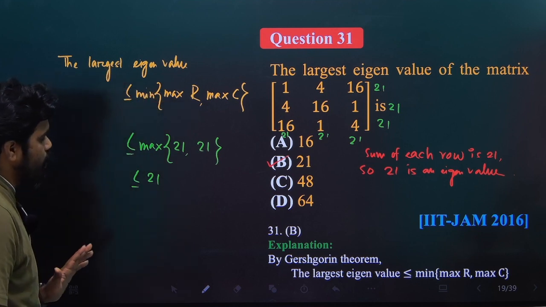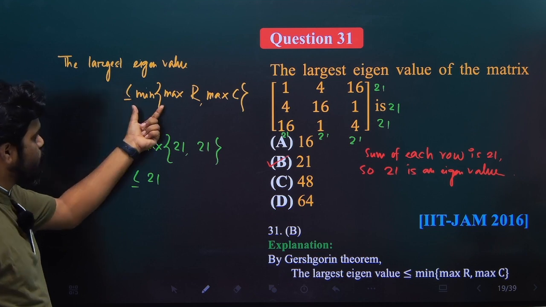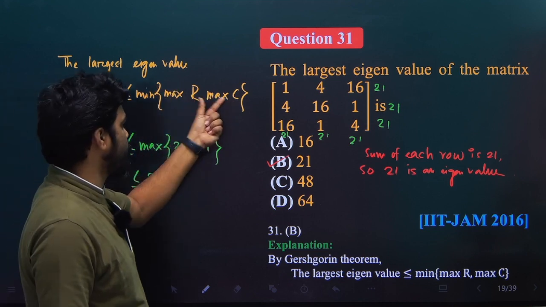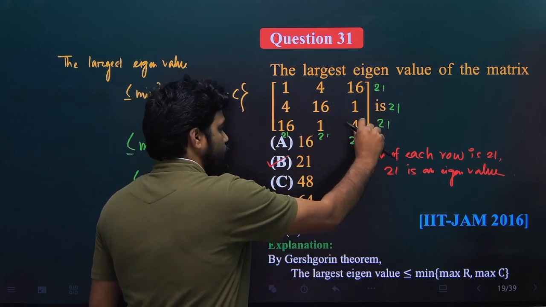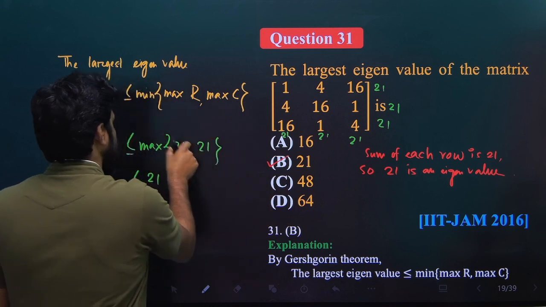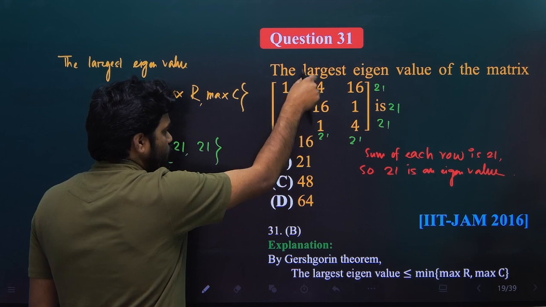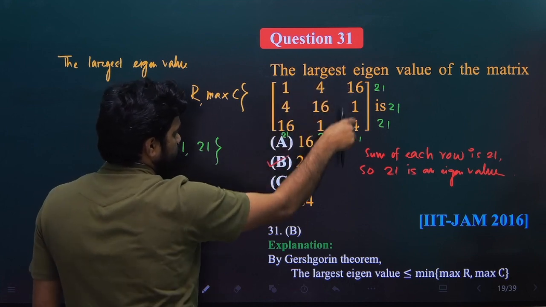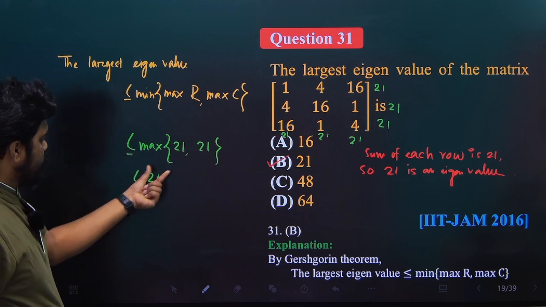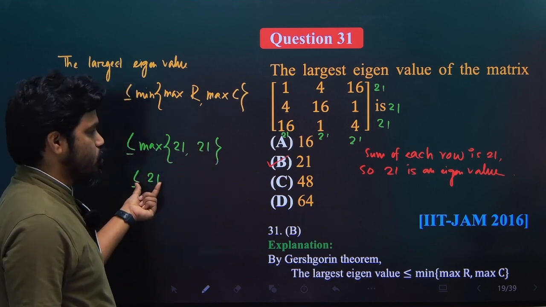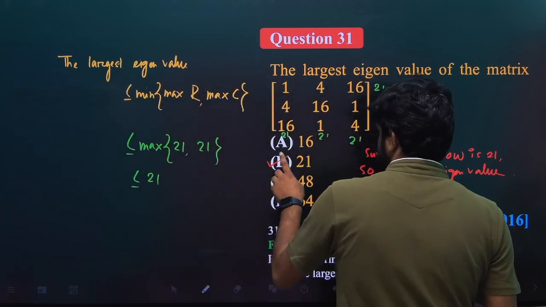The largest eigenvalue, that is the method to find the largest eigenvalue. The largest eigenvalue is less than or equal to the minimum of maximum row sum and maximum column sum. প্রত্যেকটা রো এর সাম করব যেটা ম্যাক্সিমাম হবে সেটা নোট করবে। একই রকম প্রত্যেকটা কলামকে তুমি অ্যাড করো, দ্যাট ইজ 21, দিস ইজ 21, দিস ইজ 21, ম্যাক্সিমাম দ্যাট ইজ 21। ওকে, ঠিক আছে, so maximum 21, 20, that is 21, so 21 is the largest eigenvalue, so option B is the correct answer.